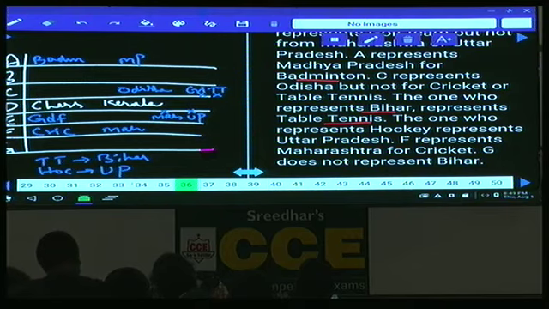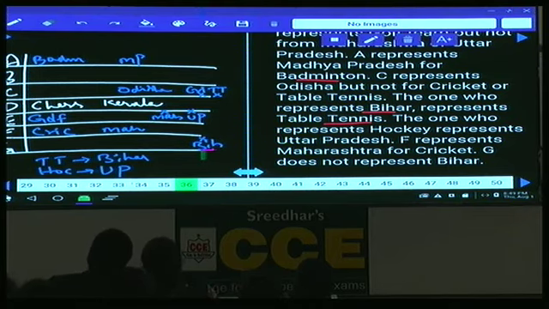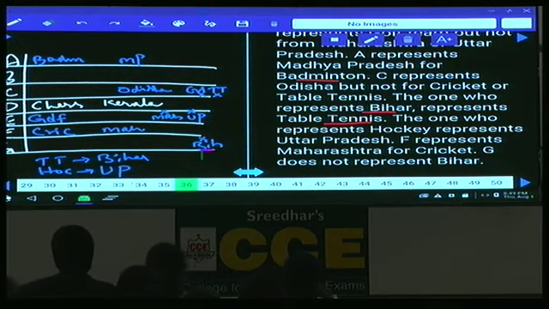G does not represent Bihar. As G does not represent Bihar, now let us check out Bihar. Bihar can be either B or C, out of which C is not possible, because if C is Bihar, then this person must play table tennis. But as table tennis is ruled out for C, C cannot be table tennis.